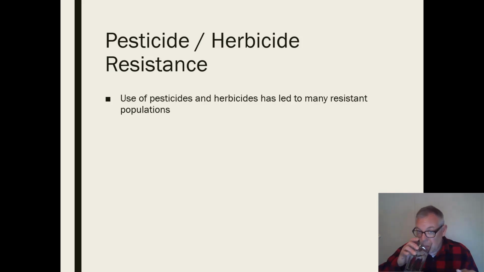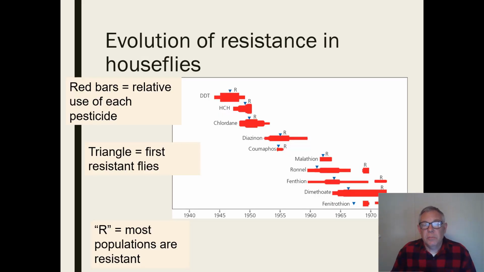Similar to this, we use a lot of pesticides in agriculture, and we see lots of pesticide and herbicide resistance. We've got lots of organisms that have evolved resistance to these chemicals once we started using them. This is a graph showing the resistance in houseflies over time. Each of these lines is a different kind of pesticide to kill houseflies. The width of the bar is the relative amount that's being used. The triangles indicate when we first detected resistant houseflies, and the R is when most of the houseflies became resistant.